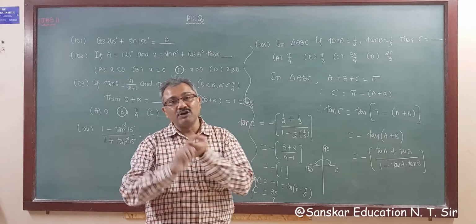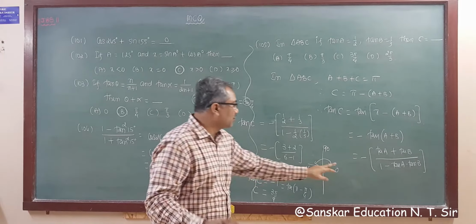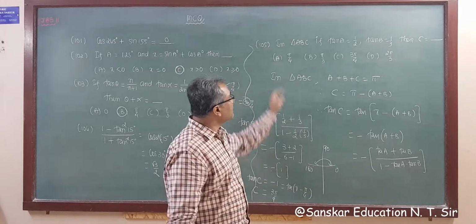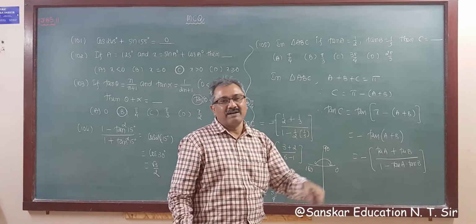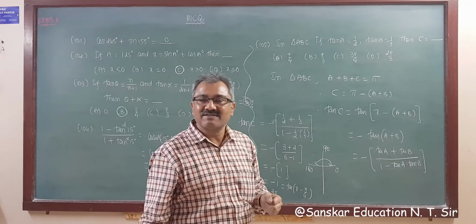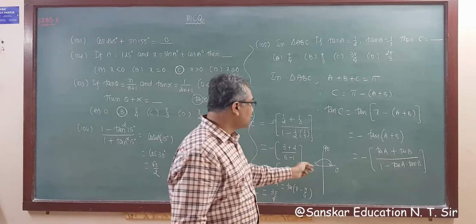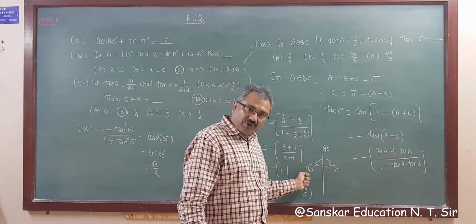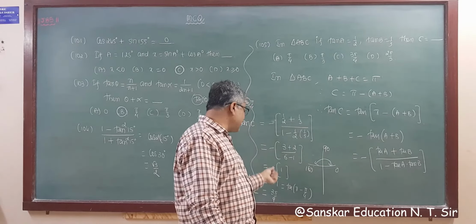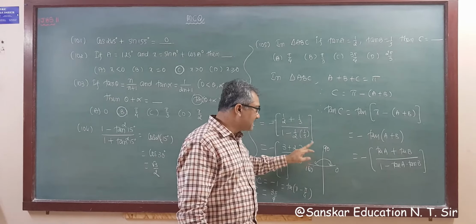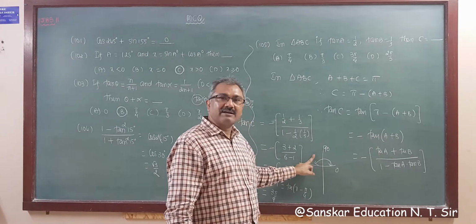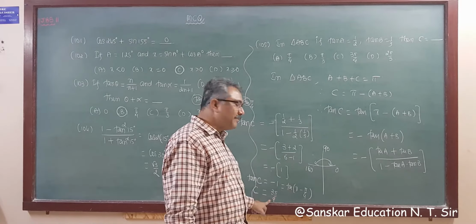And why only 0 to 180? Because it is given triangle ABC, and for triangle ABC the sum of all angles is 180, not more than 180. So we are considering from 0 to 180, right? Tan is negative in the second quadrant. That's why we are considering this as 3 pi by 4.